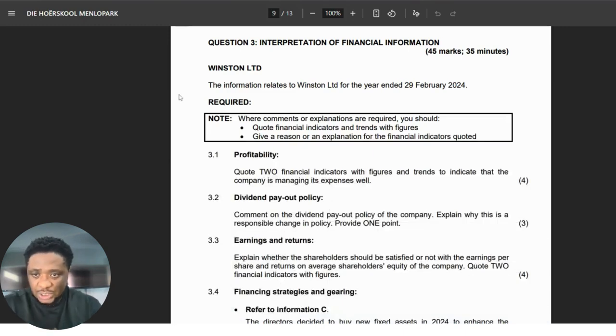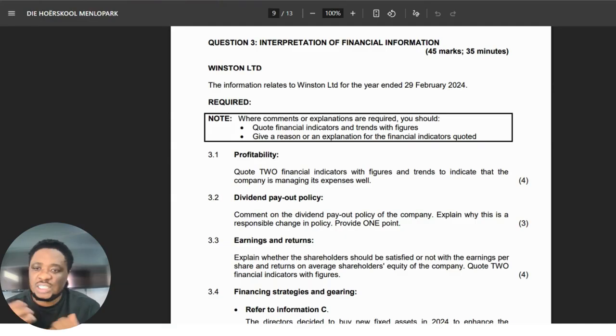So the first question. We have Winston Limited, and it says the information relates to Winston Limited for the year ended 29 February 2024. Then you have the required, and there's an important note that they put in there. It says where comments and/or explanations are required, you should quote financial indicators and trends with figures, and give a reason or an explanation for the financial indicators quoted. So this is very key.